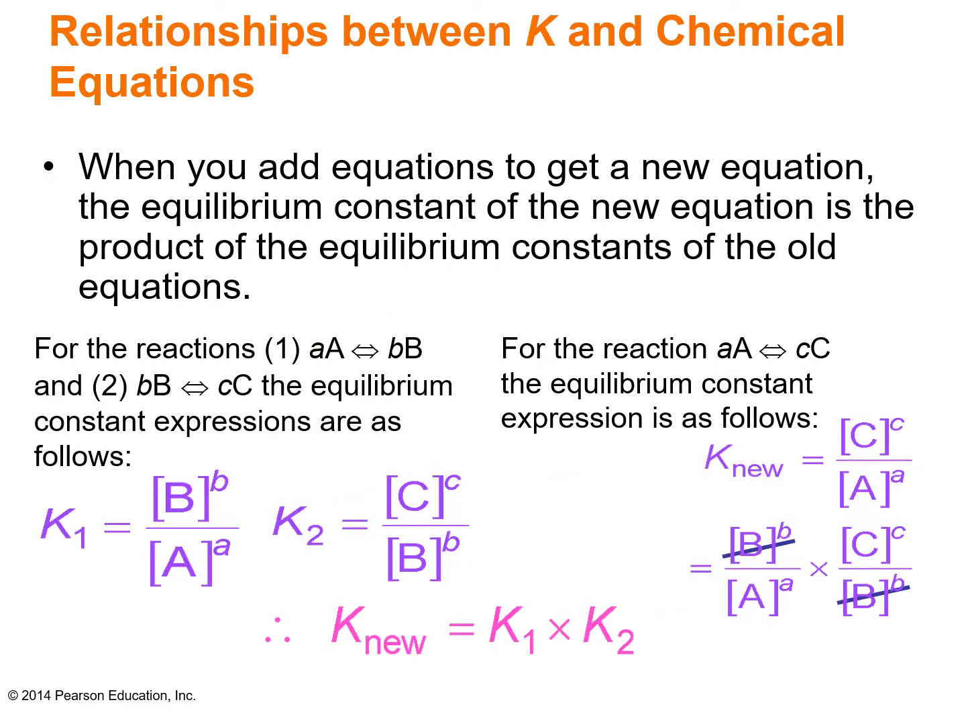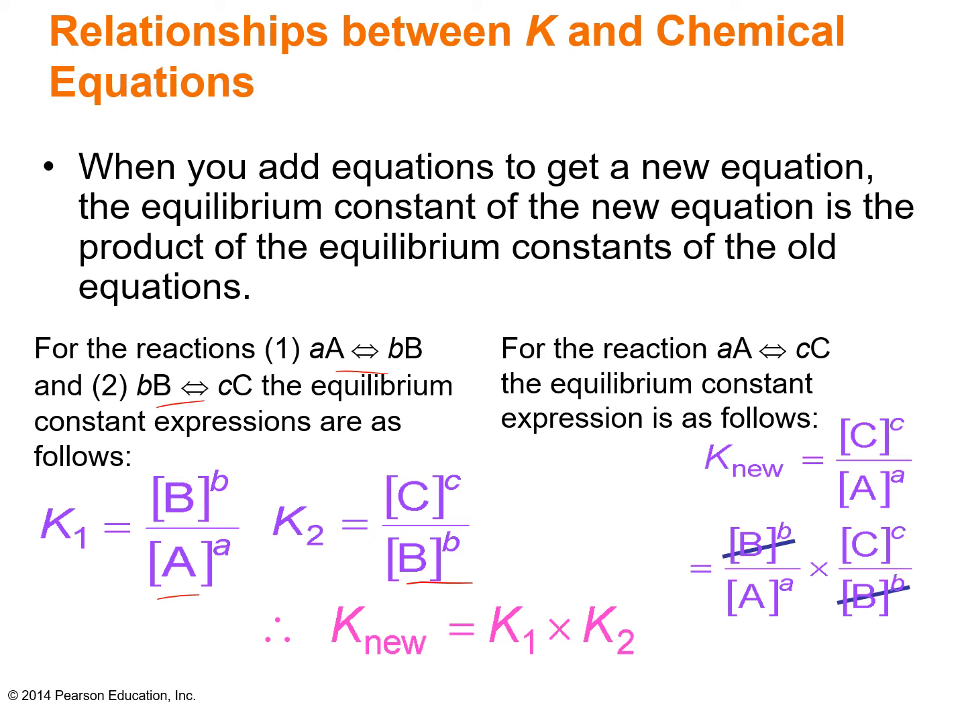When you add equations to make a new equation, the equilibrium constant of the new equation is the product of the equilibrium constants of the old equations. And we can see this here. So if we have two reactions, A yields B and B yields C, we get these two generic reactions.